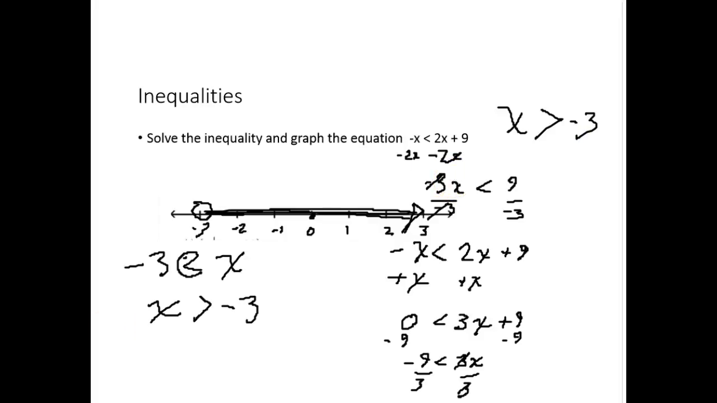I just like to keep my variables positive. That's all. Let's look at another one.